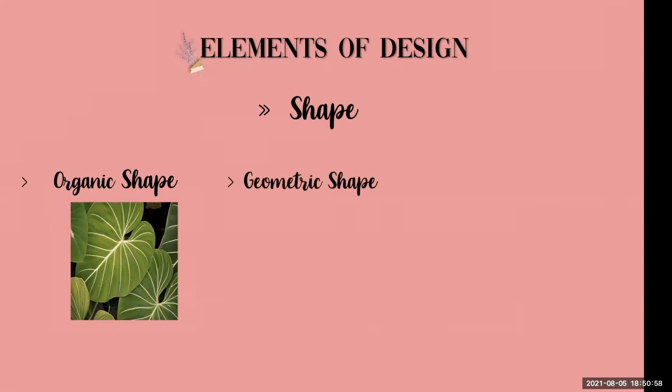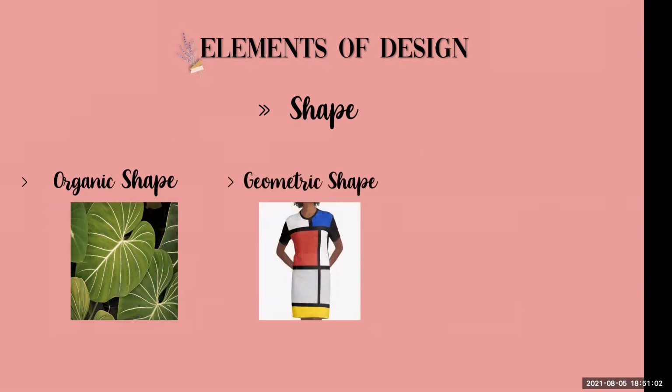The next one is geometric shape. Geometric shapes are rigid. They are like squares, triangles, and so on. They're the real shapes.